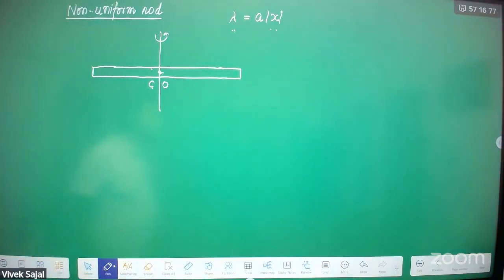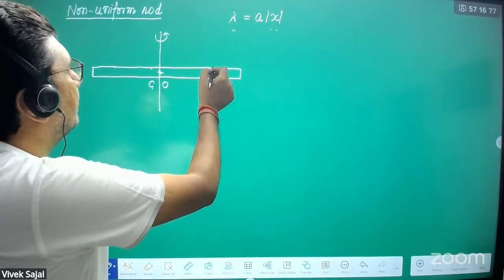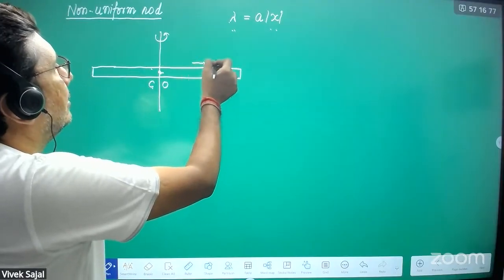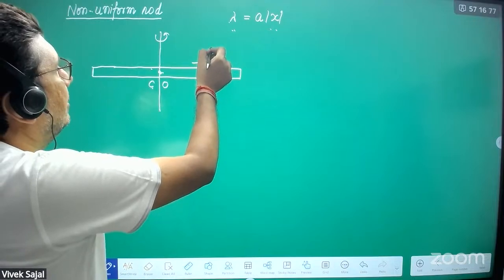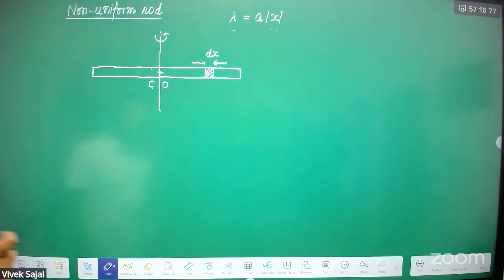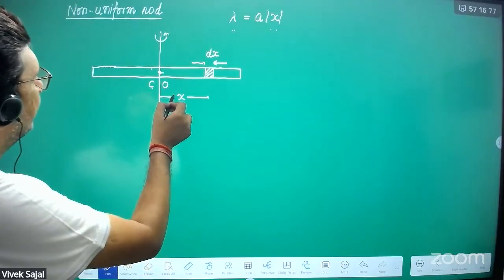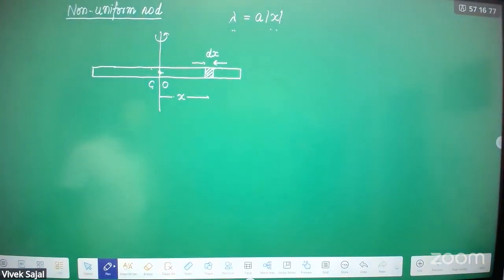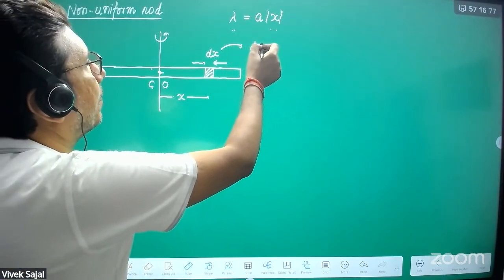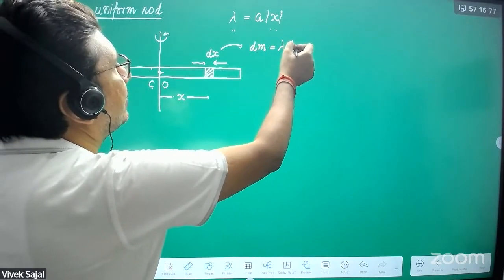So first I want to find out the mass of this rod. For this purpose, I consider a length element, an infinitesimal length element. Its length is dx. At how much distance am I considering this element? At x distance from here. What will be the mass of this element? The mass of this element will be dm, and this will be lambda into dx.